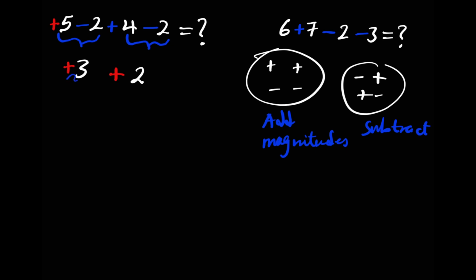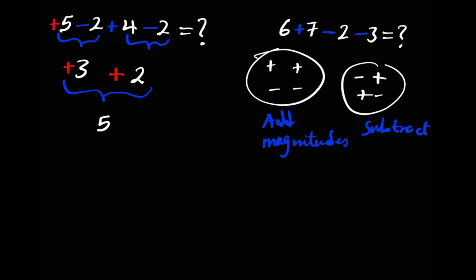Now let's continue the question. Now we have another pair of numbers here, that is a plus 3 and a plus 2. Now here is the case where we have the same signs. That's plus plus. So when we have the same signs, what do we do? We add the magnitudes. Let's go ahead and add the magnitudes. 3 plus 2 is 5. So the magnitude is 5.